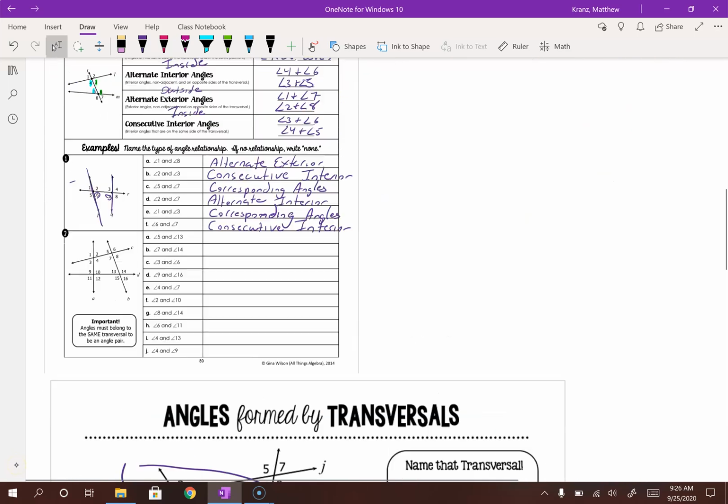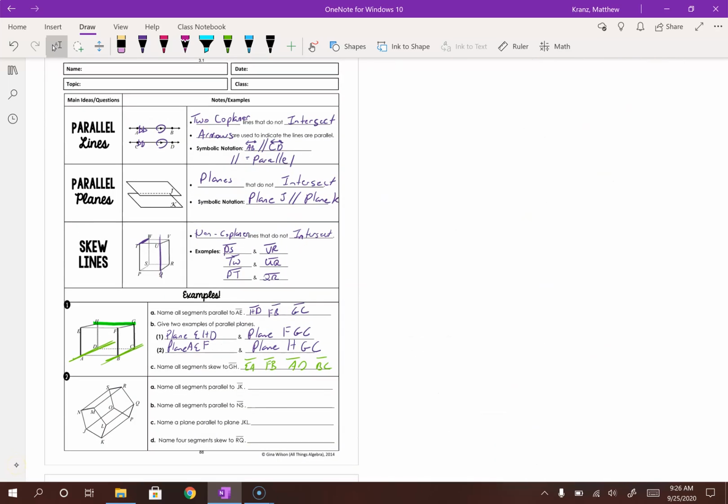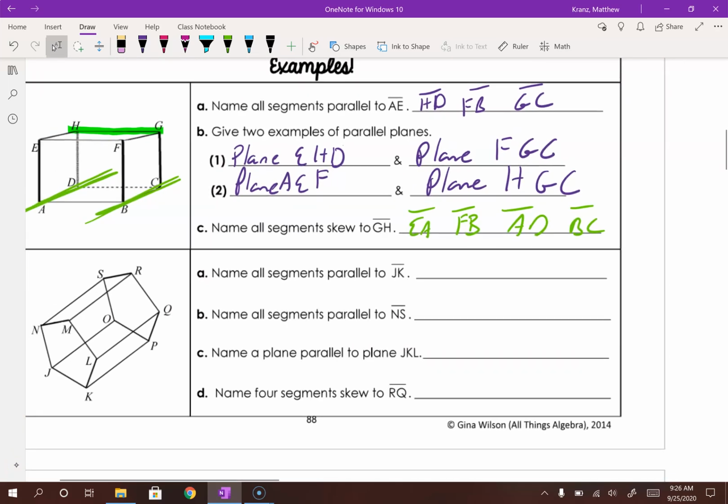All right. So assuming that we've gone to class and we've done our notes, let's go finish these up. So name a segment that is parallel to JK. So JK is right here. So I could see that this one would be parallel right there, OP. So segment OP.